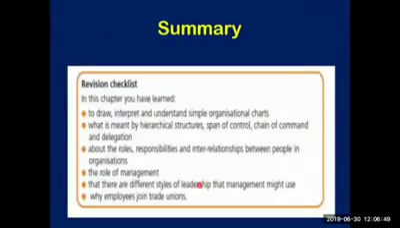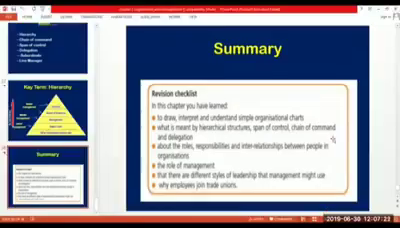Okay, that is the end of the chapter. In this chapter, we have discussed how to draw, interpret and understand simple organizational charts, what is meant by hierarchical structures, span of control, chain of command, and delegation. We have discussed the roles and responsibilities and interrelationships between the people in the organization, the importance of the role of the management, and different styles of leadership that the management might use, and why the employees join trade unions. I hope you have understood them all.